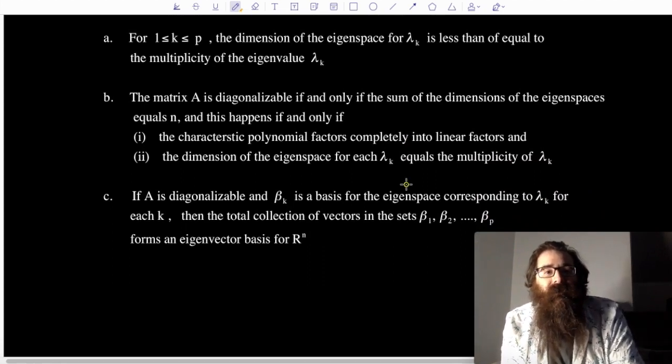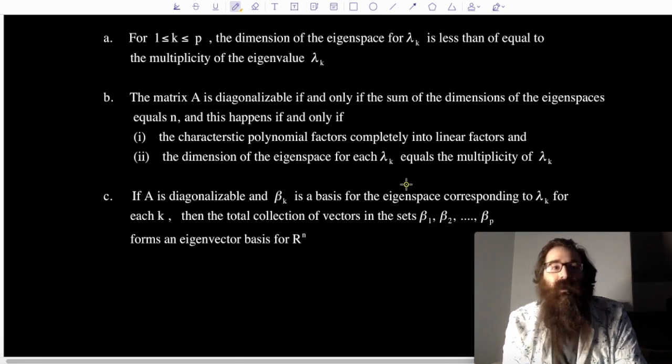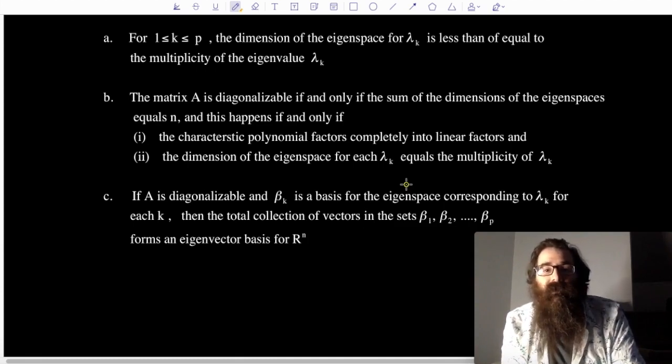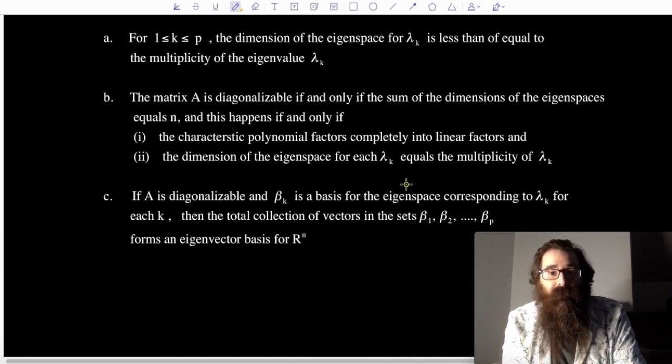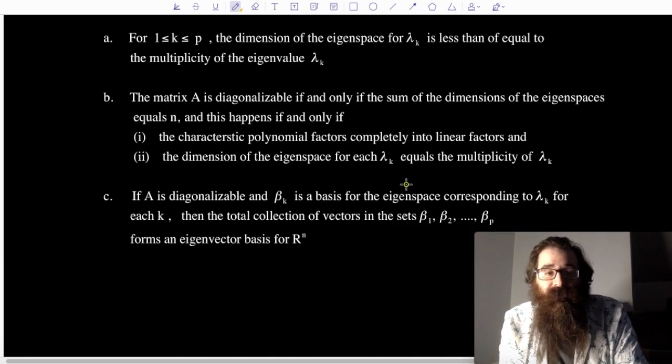Second, the matrix A is diagonalizable if and only if the sum of the dimensions of the eigenspaces equals n. And this happens if and only if the following two hold: the characteristic polynomial factors completely into linear factors, and the dimension of the eigenspace for each lambda sub k is in fact equal to the multiplicity of lambda sub k. So essentially saying, I need to make sure I have enough eigenvectors. If you are an eigenvalue of multiplicity 7, then you better give me 7 eigenvectors, and your eigenspace better be 7-dimensional, or else you're not giving me enough to work with.